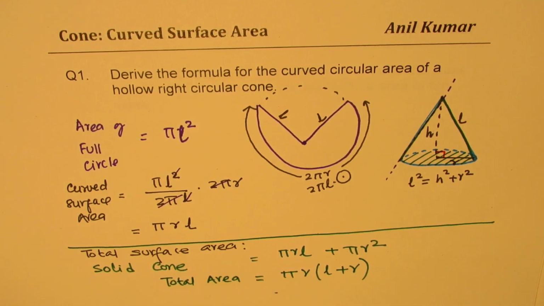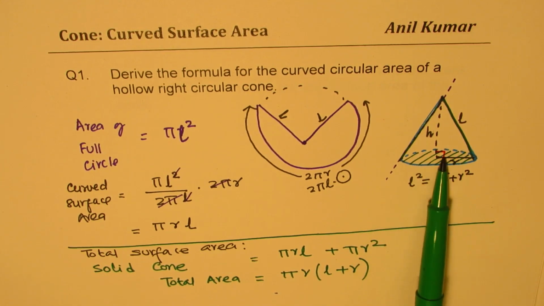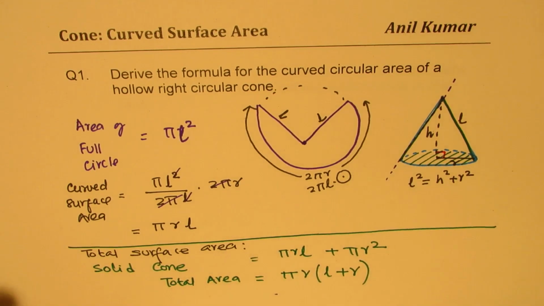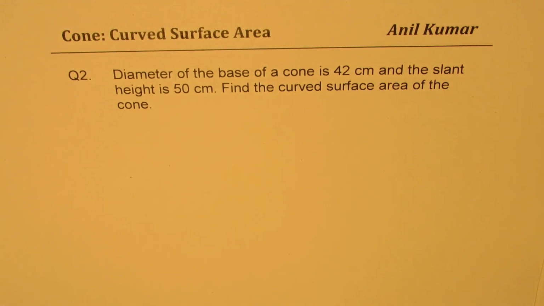As you saw, the last two problems were based on the solid. Whenever it is a solid and we want the total surface area, we are also looking for the area of the bottom. But if it is a hollow cone, then we are only interested in the curved area, which is pi r l, correct? So these are the two formulas which you need to know to work on the rest of the questions. So let's take up question number 2 now.